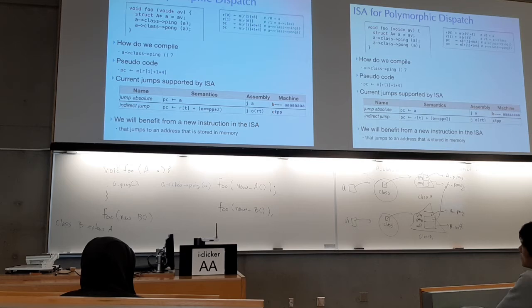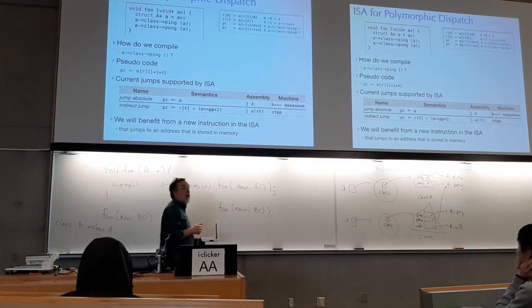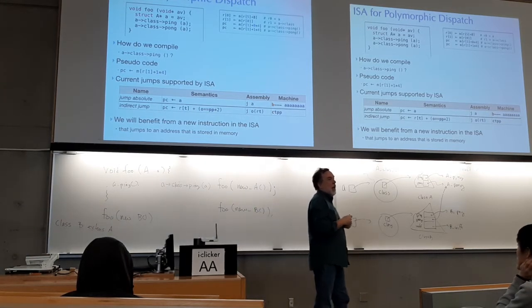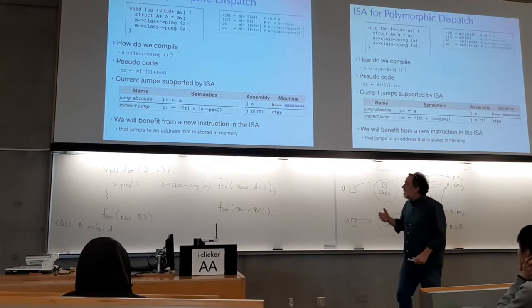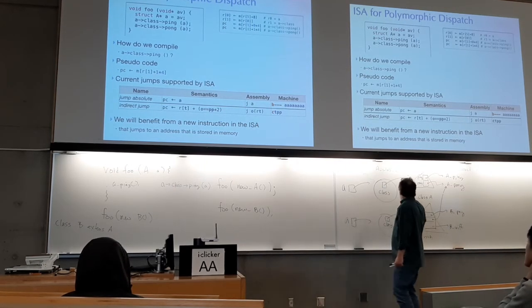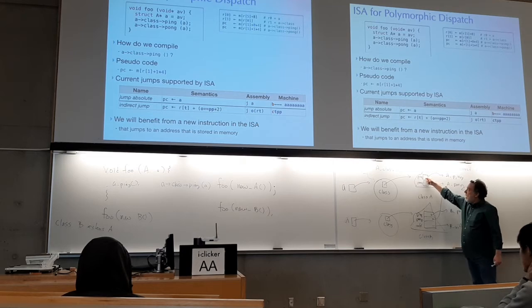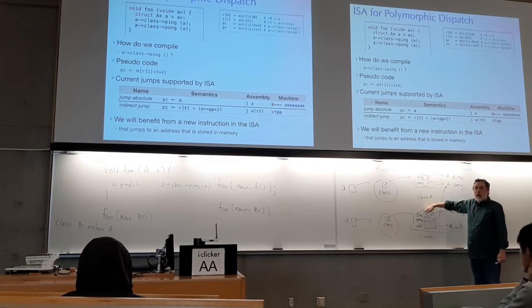Okay, I'm going to show you another example in just a second, but let's take this all the way to the conclusion of getting to assembly code. So this call, A arrow class arrow ping, is implemented by an indirect jump. And in this case, the address that I want to jump to is stored in memory. It's right here, at a certain offset from the pointer to the class.